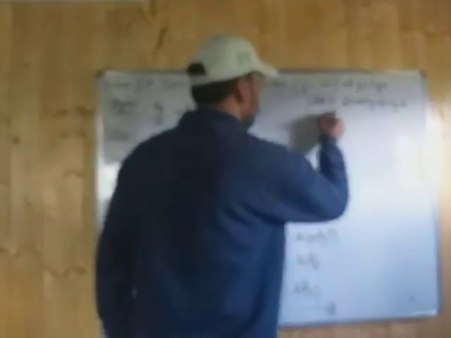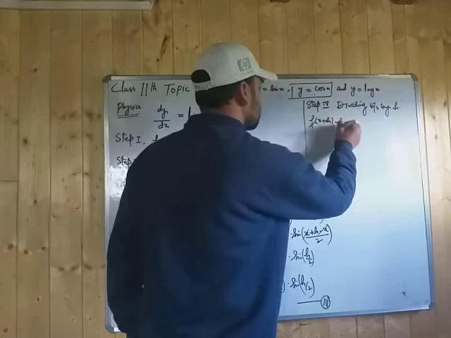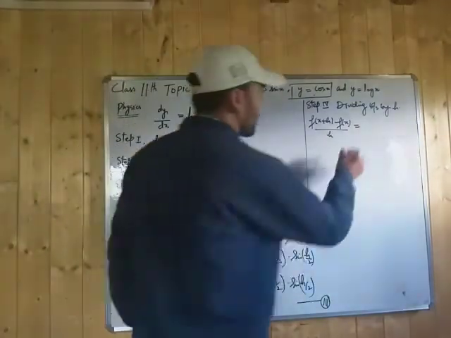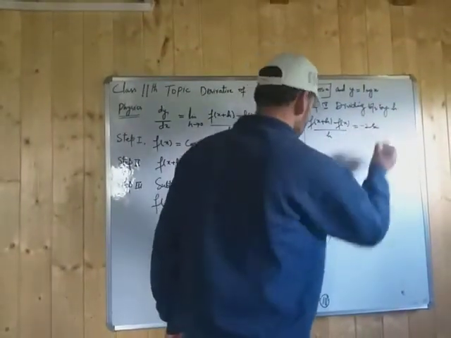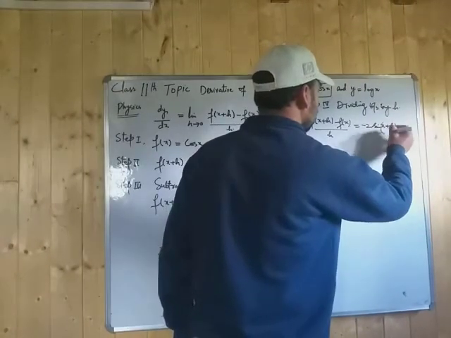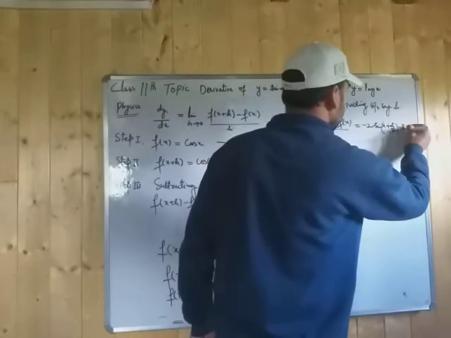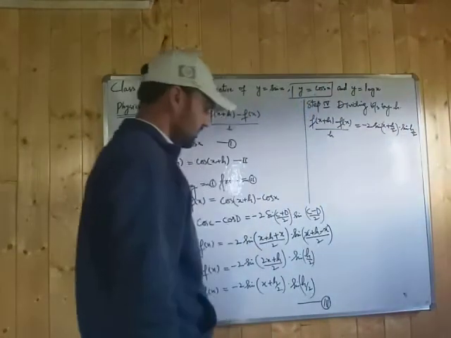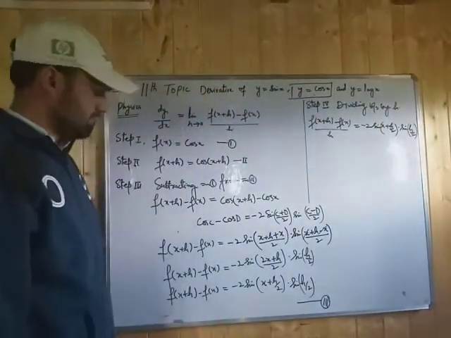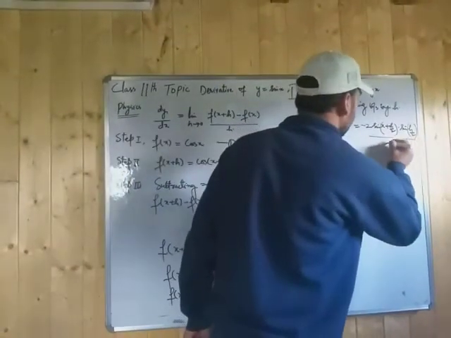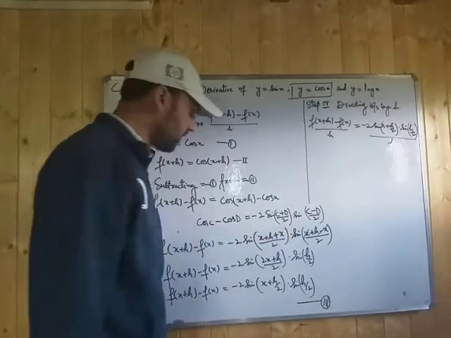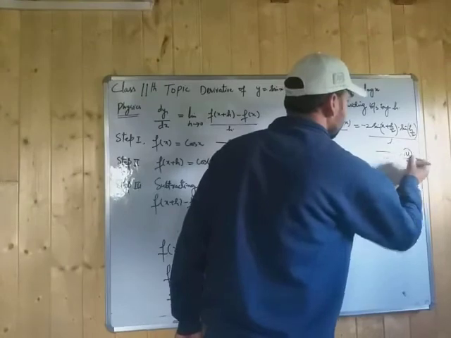Here it will be (f(x+h) minus f(x)) divided by h is equal to minus twice sine of (x+h)/2 into sine of h/2, whole divided by h. So this is the fourth equation.